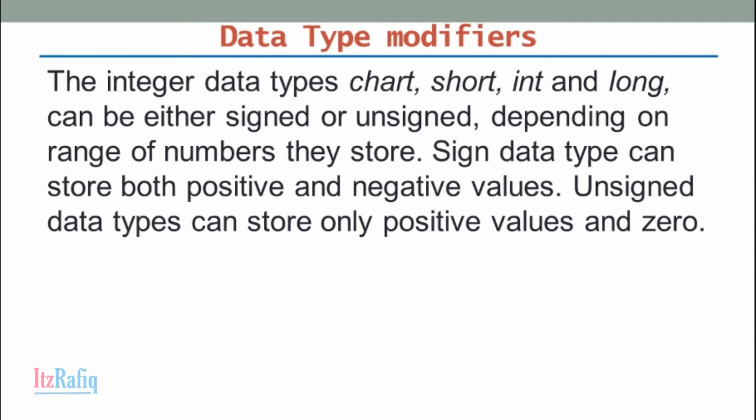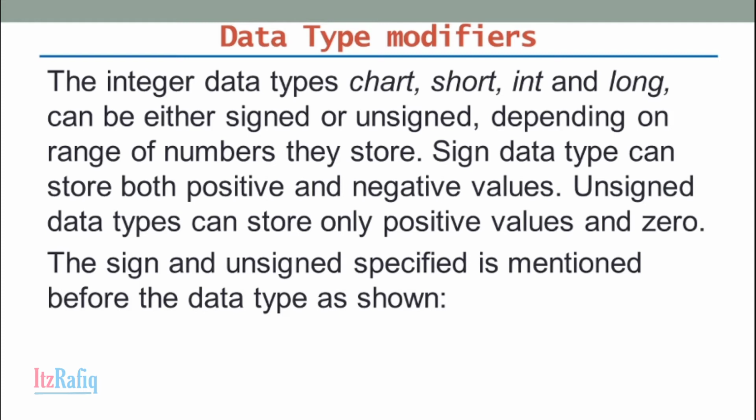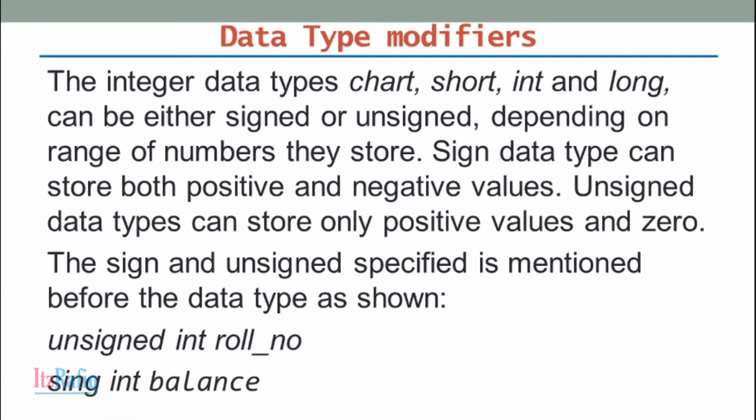Here just remember, signed means before the number or the character, plus or minus sign will appear. In unsigned data type, there is no sign. There will be no positive or negative sign, and unsigned can store only positive numbers, and signed data type can store both positive and negative. The signed and unsigned specifier is mentioned before the data type as shown, like unsigned int roll number. For signed, we'll write signed int balance.